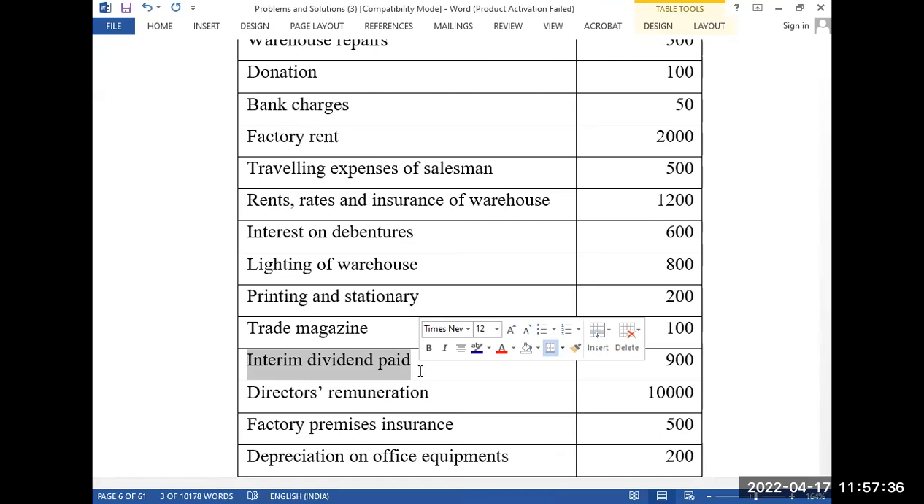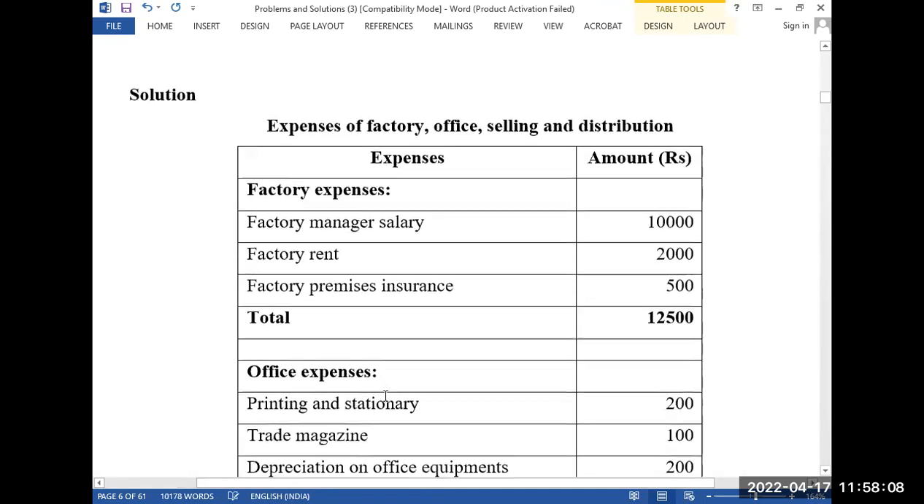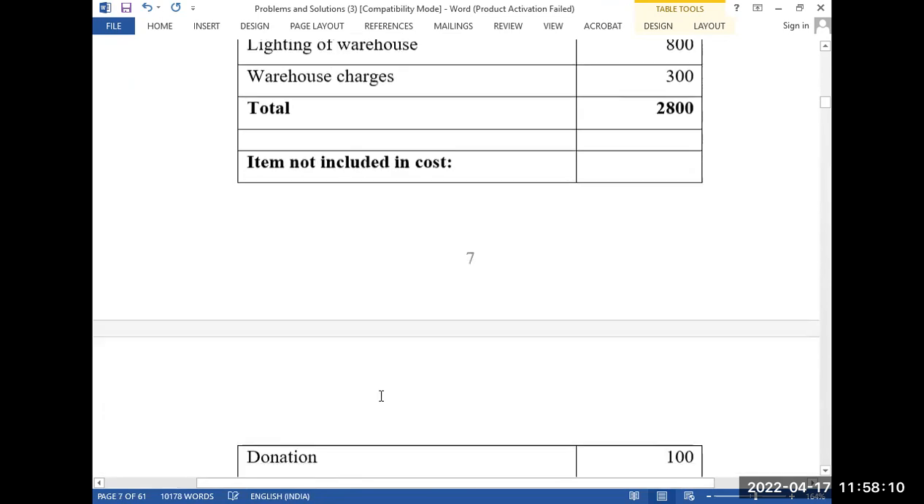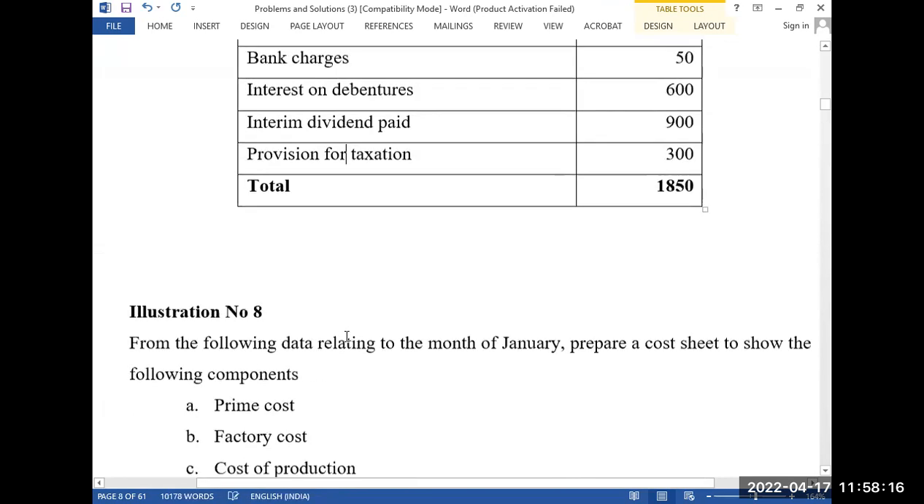They will give you only the final dividend. They will make you wait, saying let the company performance be seen later. Some companies, depending upon the quarterly performance, will make you happy: okay, get this amount of dividend. So you'll be happy that your company is doing somehow good. Interim dividend is a dividend actually, and dividend is out of profit, not cost. So it won't come under the cost sheet. Director remuneration, everything is fine. Provision for tax won't come under it. Items which will not come under the cost sheet are donation, bank charges, interest, interim dividend, and provision for tax.